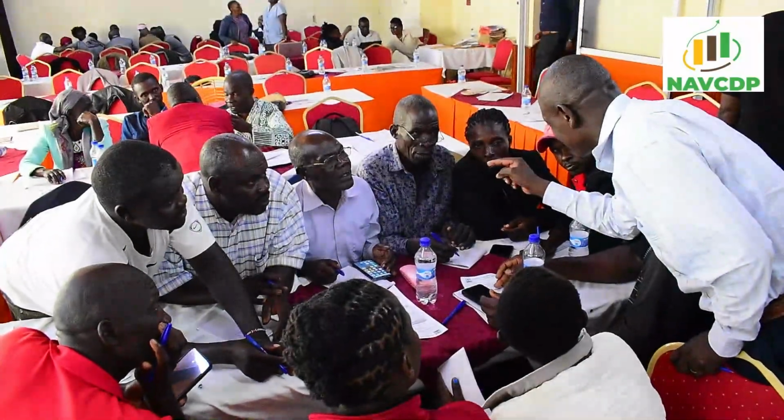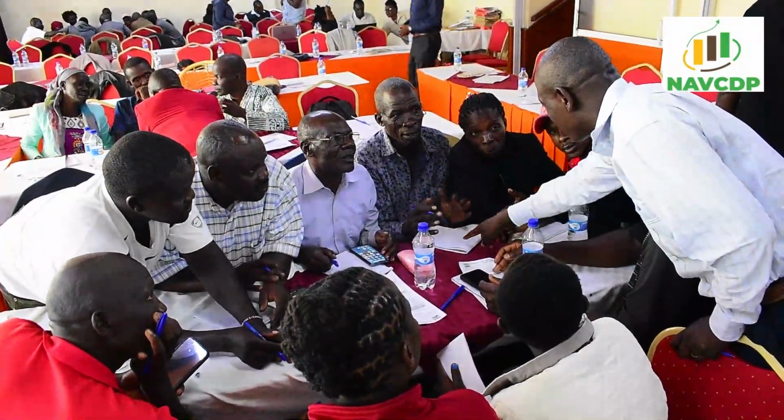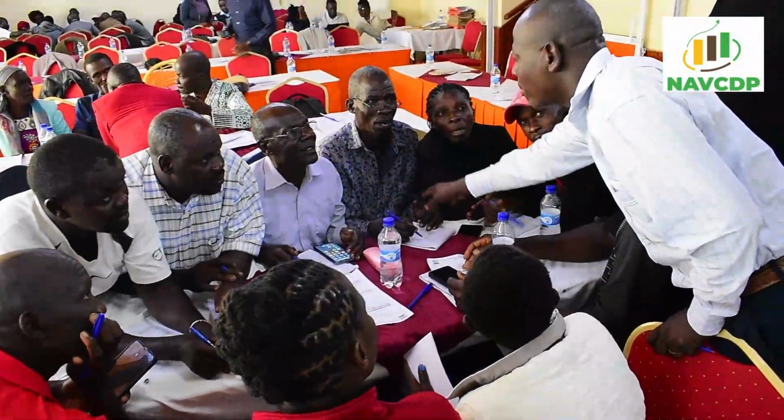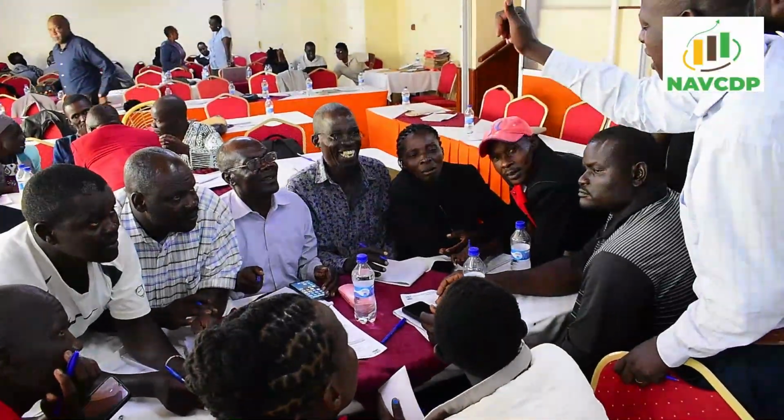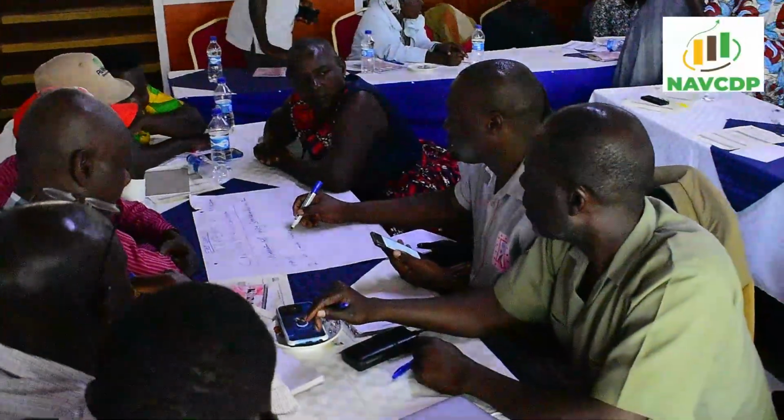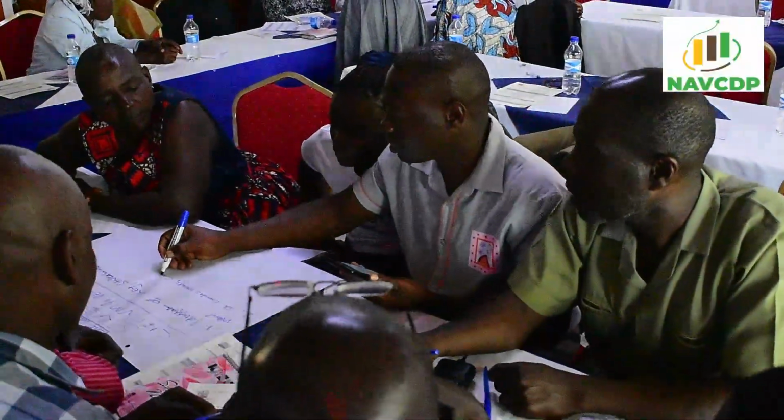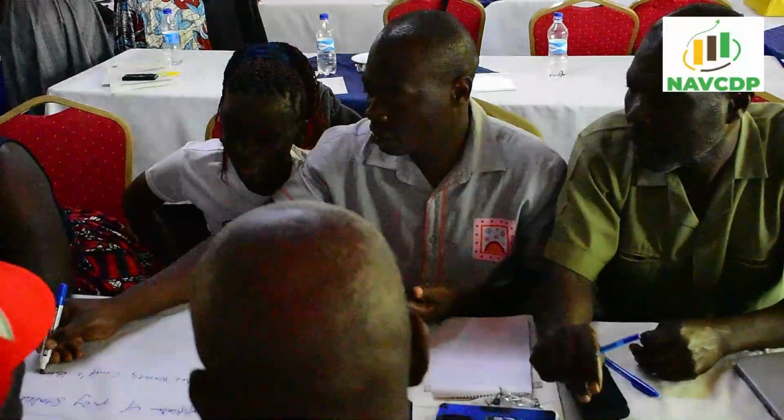The next step was secondary data gathering. The PICD teams reviewed existing data from various sources, including the County Integrated Development Plan, the CIDP, agricultural reports, and population census data. This helped identify gaps in information and set the stage for primary data collection.